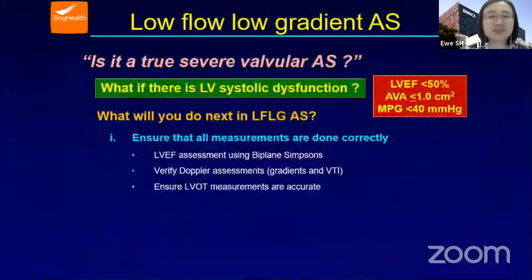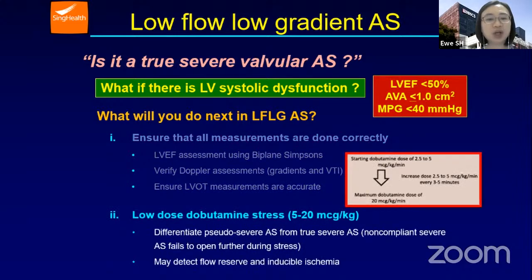As I said before, it's important to ensure that all measurements are done properly. In this case, getting the highest velocity, it may be from the right sternal edge or suprasternal edge, and that may already give you severe aortic stenosis. By definition, then there's no need to go for further measurement. Otherwise, low dose dobutamine stress will be the next thing we do.